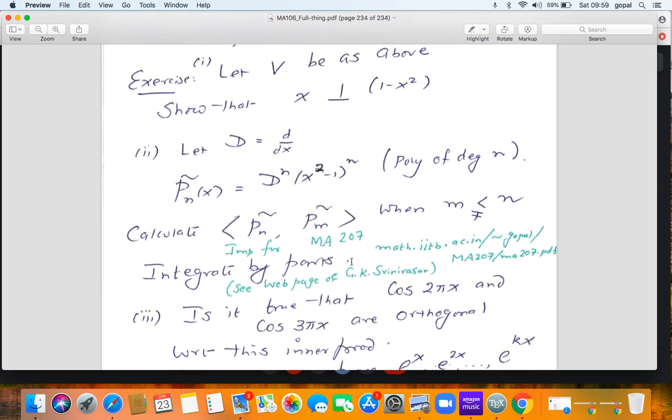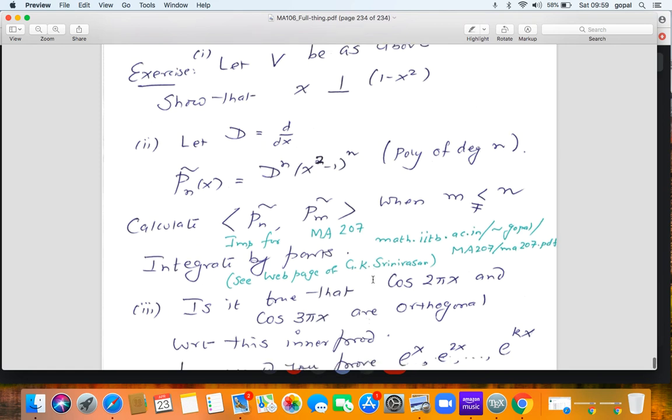This kind of situation is going to arise in quantum mechanics, in many other parts of mathematical physics. It's going to appear in numerical analysis in the theory of Gaussian quadratures. And you will study this in MA207. Again, my notes are available on the website. If your curiosity has been aroused, you can check my notes.